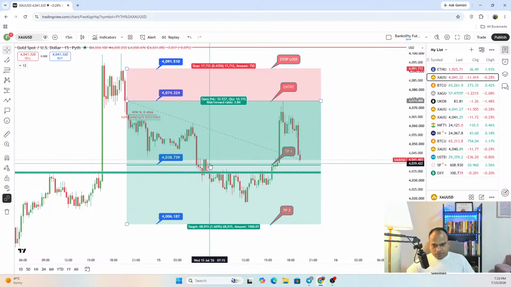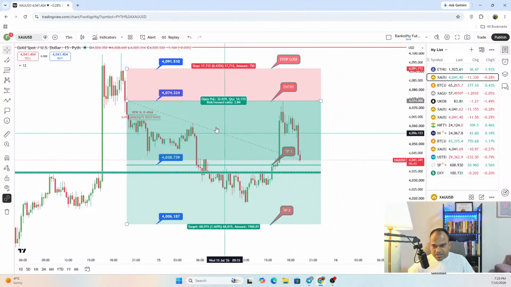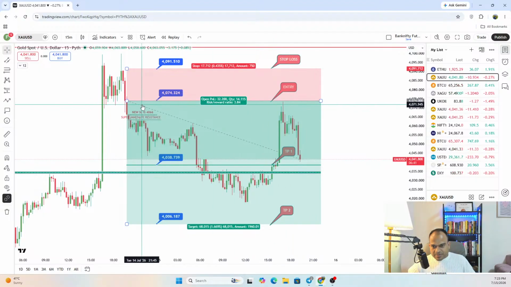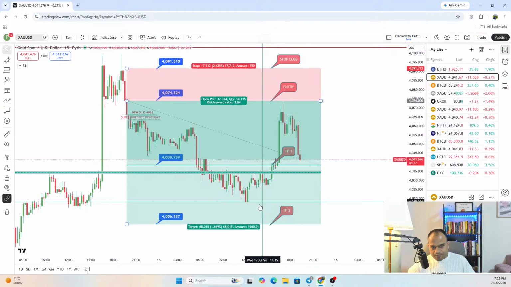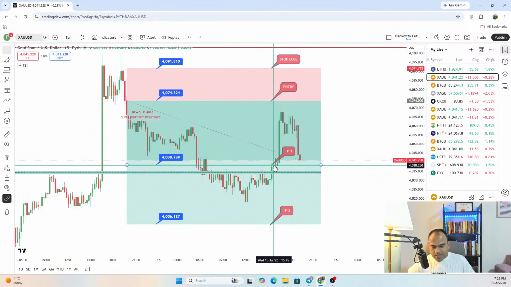The TP of course came, but it came early morning today at 5:30, and I kept my trade open. I was doing a live trade yesterday as well, mentioning all my setup and ideas, and I could see that again today the market went to a similar area, 4073 or something, and from there only the rejection came.